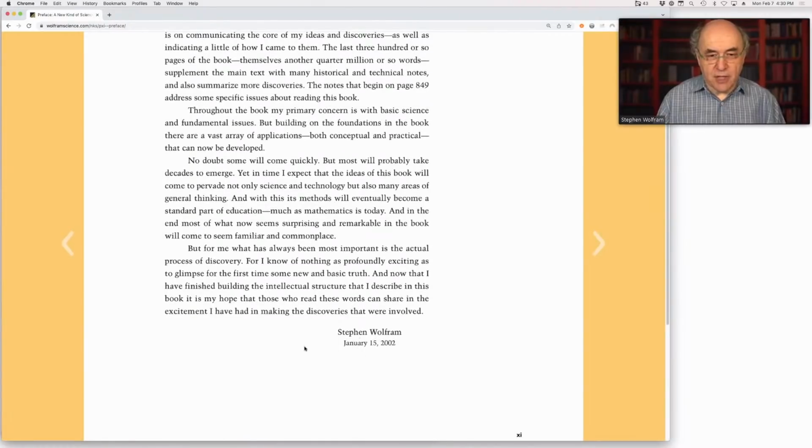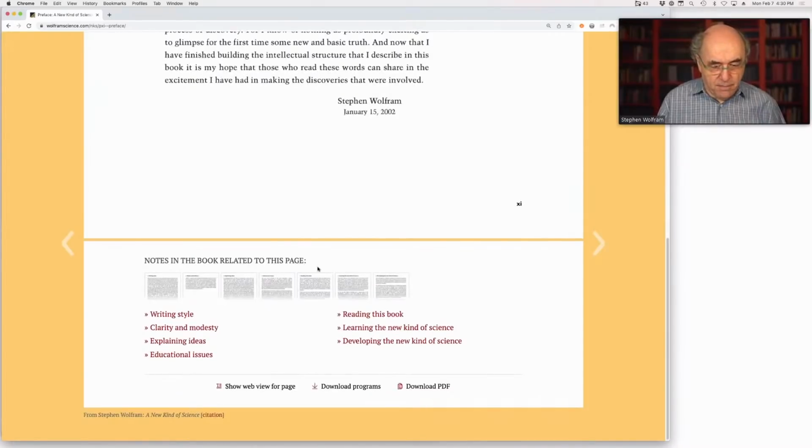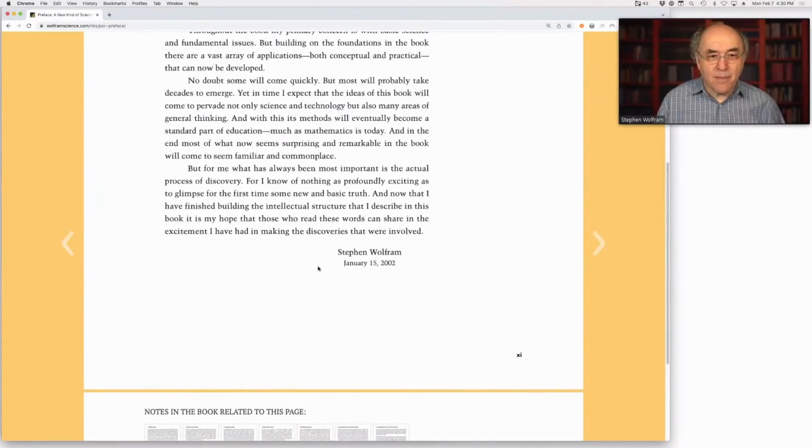So that was written January 15th. I talk about at the end here that in the end, most of what now seems surprising and remarkable in the book will come to seem familiar and commonplace. There is a generation of scientists for whom that is beginning to be the case, for whom things like computational irreducibility are just the way things have to be, as it finally seems to me after all these years. Let's see, how has the last sentence held up?